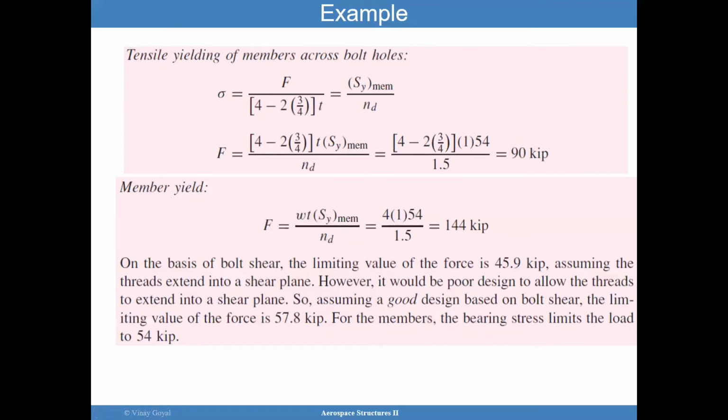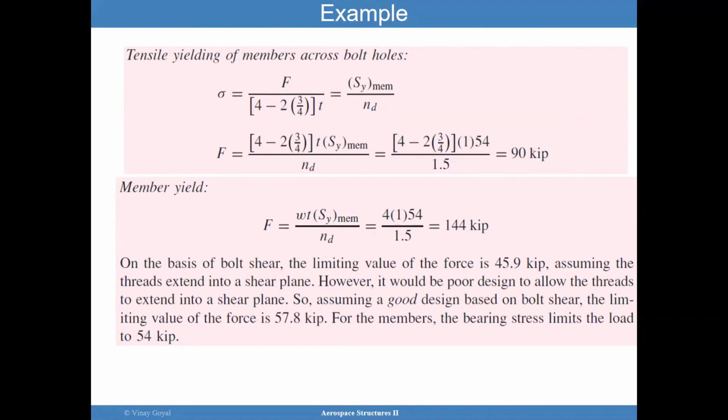Tensile yielding of members across the bolt holes can also be calculated, and that will be equal to 90 kips. And then we can make sure that the member doesn't yield. So we realize really that the limiting value of the force is the bolt shear. So 45.9 kips is the maximum force that we should be applying to this joint, assuming that the threads go into that shear plane. However, it is not common to have the threads go into the shear plane because that's a poor design. We don't want that.